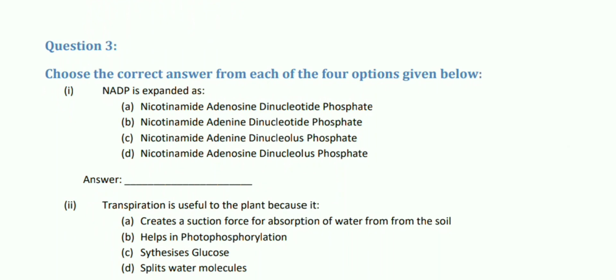Question 3. Now we have to choose the correct answer from each of the 4 options given below. So we have to expand NADP. You don't even need to look into the options. You know the full form of NADP. That is nicotinamide adenine dinucleotide phosphate. That is option B. Now you locate, where is it? Option B, nicotinamide adenine dinucleotide phosphate. Don't even look at the other options. If you know the right answer, just go for that option.